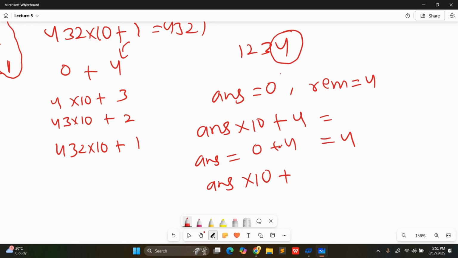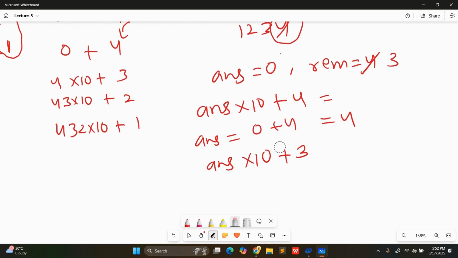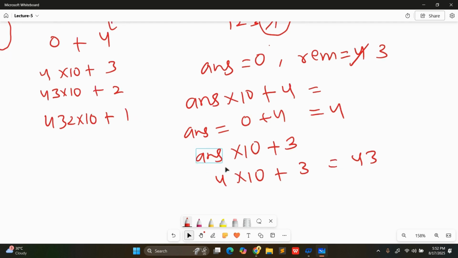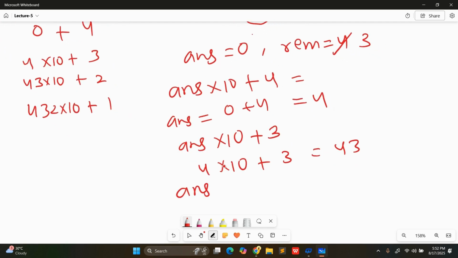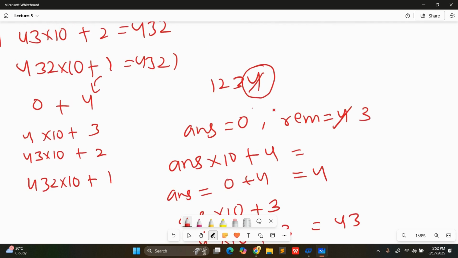I will use this remainder, removing it from this, and I will take the remainder as 3. I will add this 3 into my answer. So answer is already having 4 into 10 plus 3. What is the value? 43. And again we will do the same thing: answer into 10 plus remainder. What is the remainder? After taking this out, just remove it from here also.